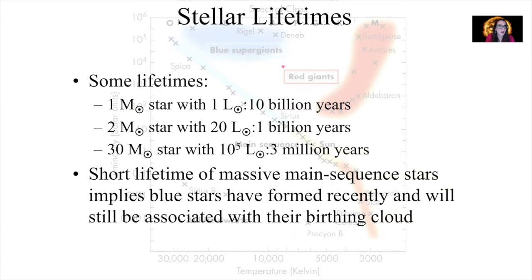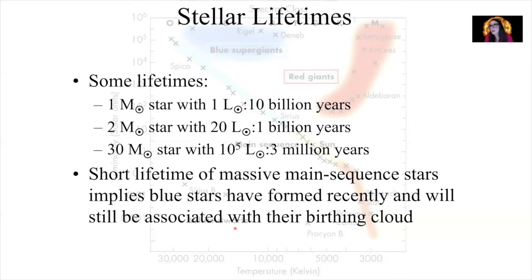billion years. A two solar mass star with 20 solar luminosities lives for 1 billion years on the main sequence. And a 30 solar mass star with 10 to the 5 solar luminosities only lives for 3 million years. The short lifetime of massive main sequence stars implies that those blue, large O and B type stars have formed recently and will still be associated with their birthing cloud. So they haven't moved position within the region where they were formed.